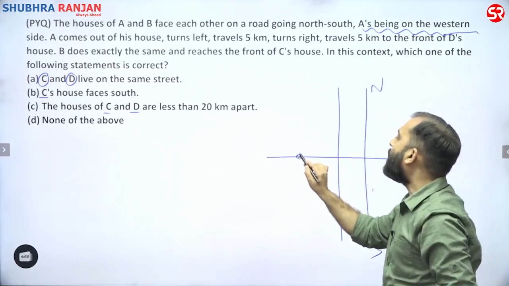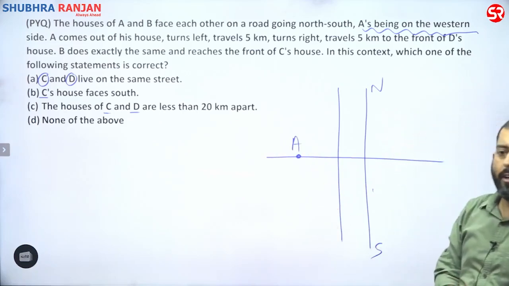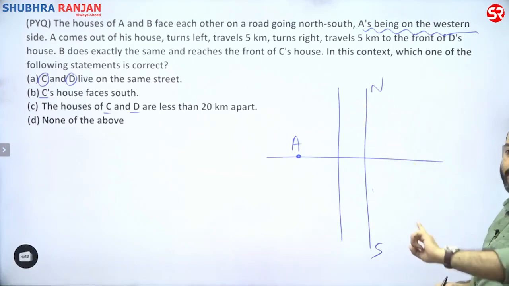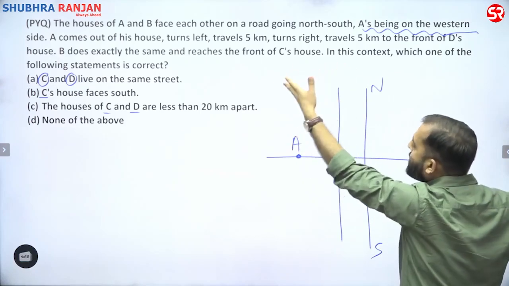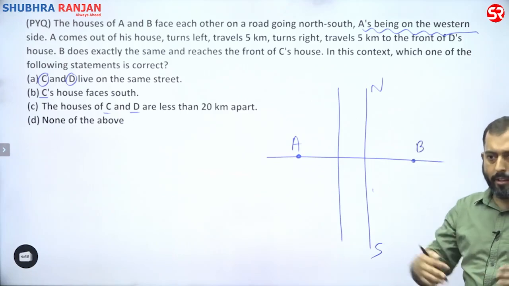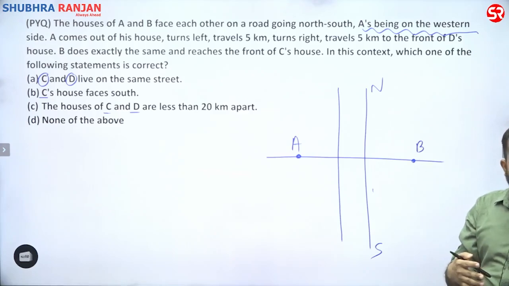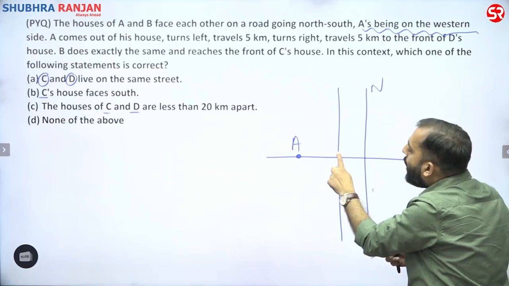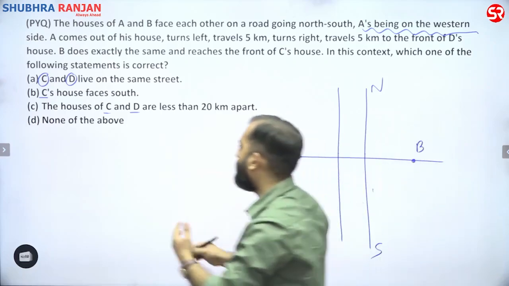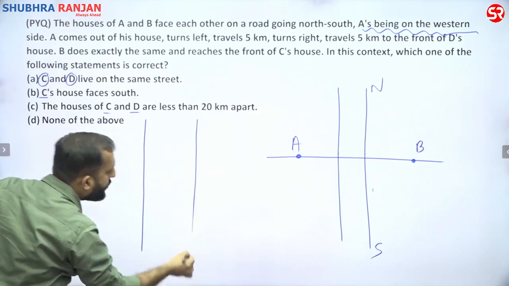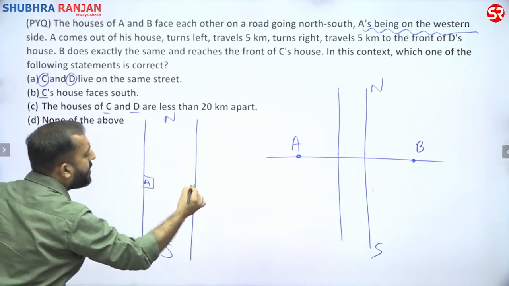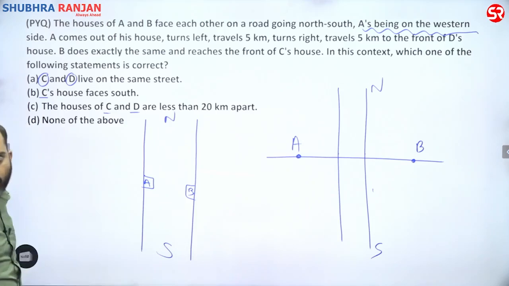So house of A is somewhere over here. Let us assume. And houses of A and B are facing each other. So if house of A is on the west side, then house of B must be on the east side. Right? You can draw A over here and B over here also. That is your choice. On the road, see, this is the street, then this is north, this is south, then this one is the house of A and this one is the house of B. You can draw it like this also.